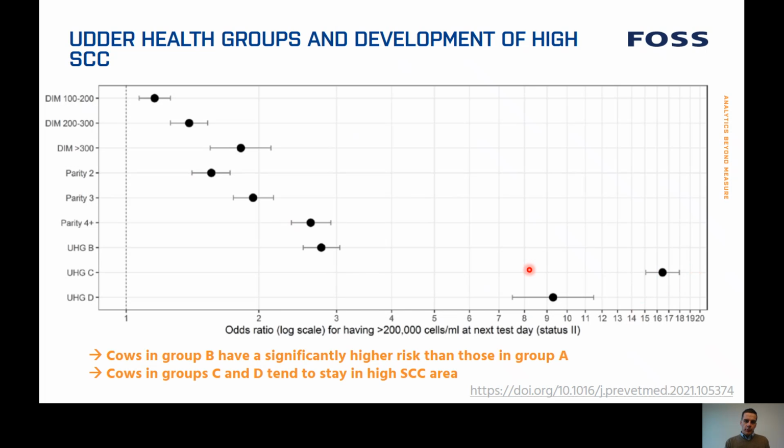And then in terms of other health group B, we found it was very interesting to see that cows in other health group B are almost 3 times more likely to have high somatic cell count in the next month compared to cows in other health group A. And this finding is very clearly confirming that the cows in group B are in the onset of mastitis and quite likely or far more likely to develop high somatic cell count in the next month as compared to cows in other health group A.